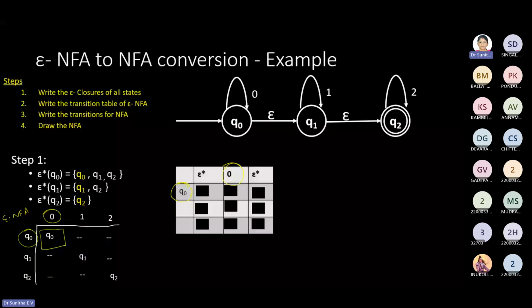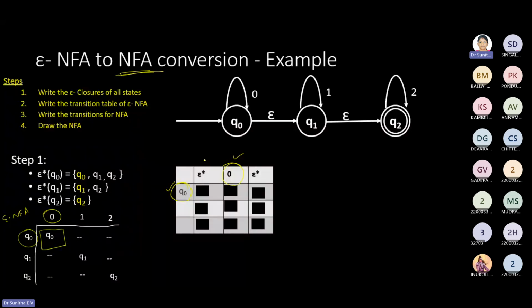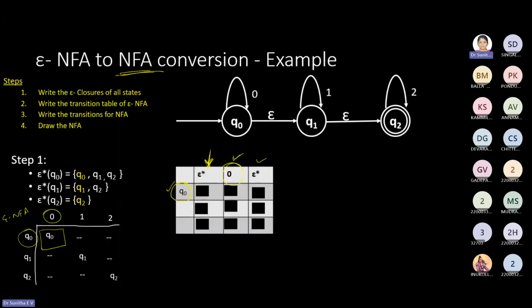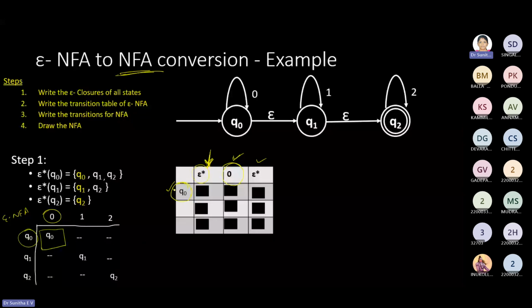So Q0, 0, we are going to find out for our NFA. We are going to convert it to NFA. So for the targeted NFA, what will be the transition for Q0 on 0? That is what we are going to find here. In this table, it is a peculiar type of table where we have three columns. First is epsilon closure, then our input symbol, then again epsilon closure. So in the first column, we have to write the epsilon closure of this state. Which state have we mentioned here?